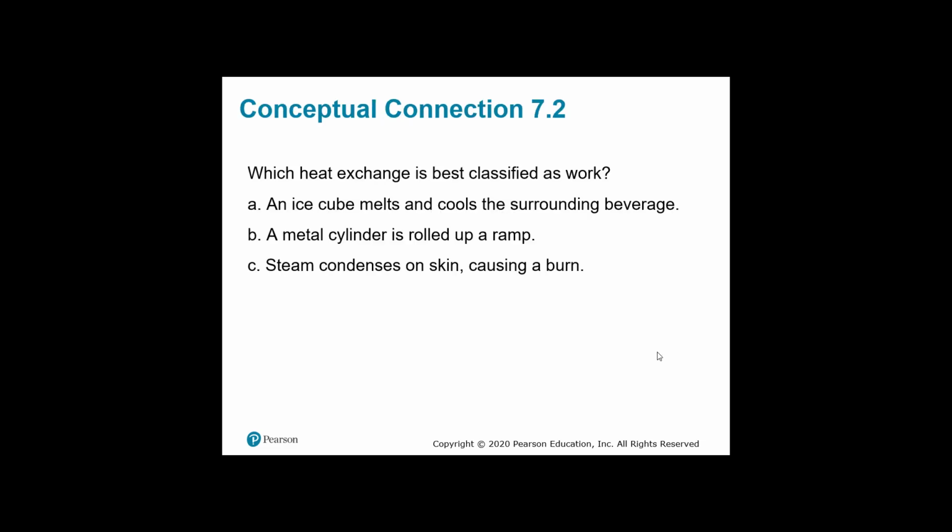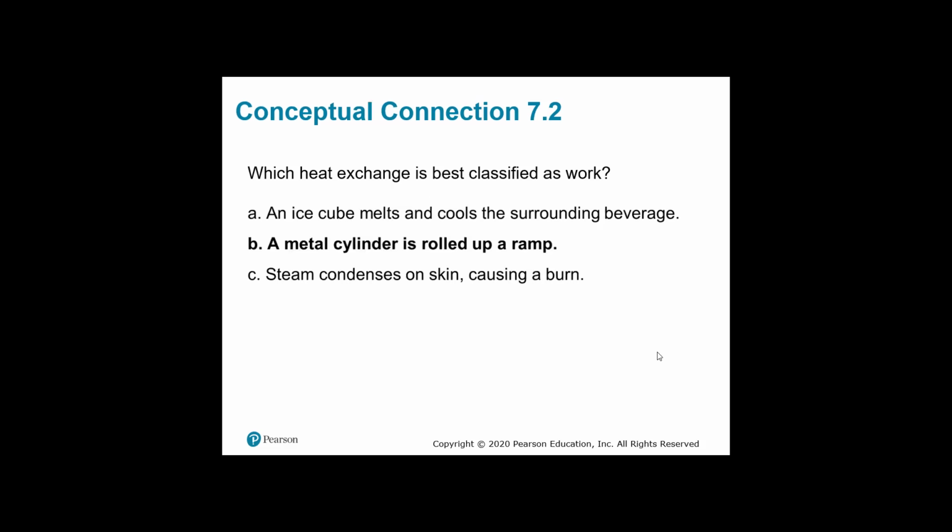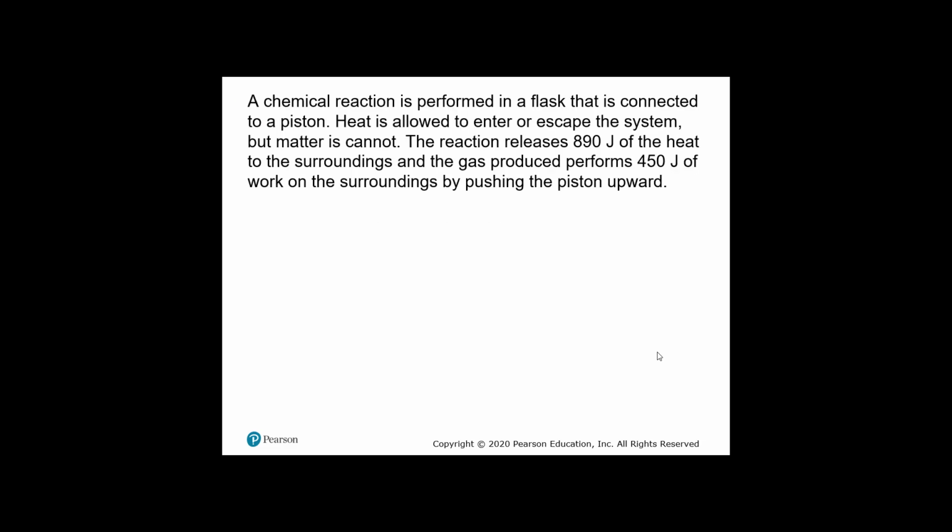All right, so which heat exchange is best classified as work? A: an ice cube melts and cools the surrounding beverage. B: a metal cylinder is rolled up a ramp. C: steam condenses on skin and causes a burn. In this case, this is work, so it's going to be B. There's some work happening, motion. Remember, this is motion. It's easy to remember, like kinetic energy. It's motion that's going on. So it's going to be B.